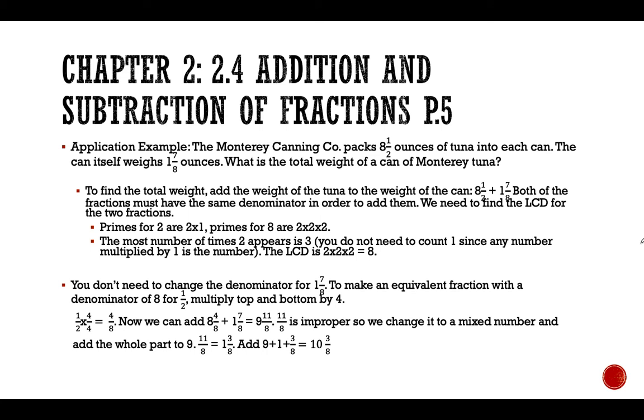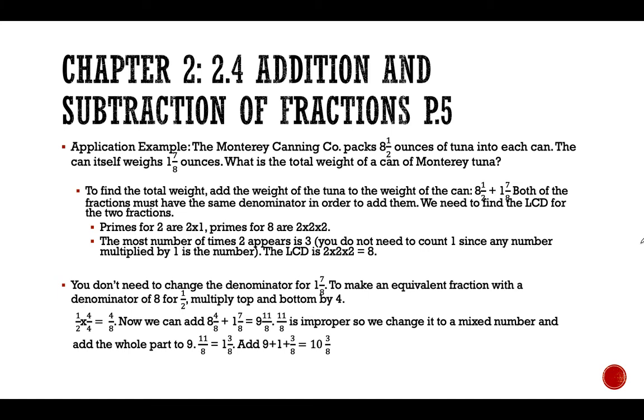Here's an application example. The Monterey Canning Company packs 8.5 ounces of tuna into each can. The can itself weighs 1 7/8 ounces. What is the total weight of a can of Monterey tuna? To find the total weight, add the weight of the tuna to the weight of the can. So you're going to add 8 1/2 to 1 7/8. Both of the fractions must have the same denominator for you to add them. So we have to find the LCD.